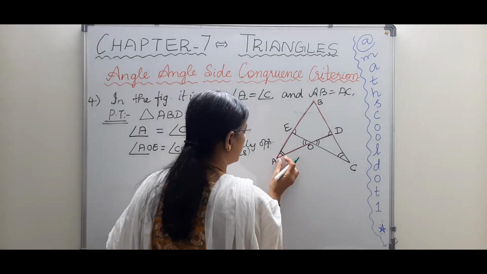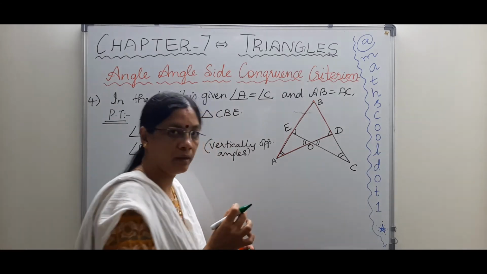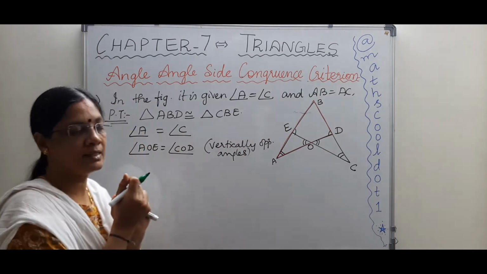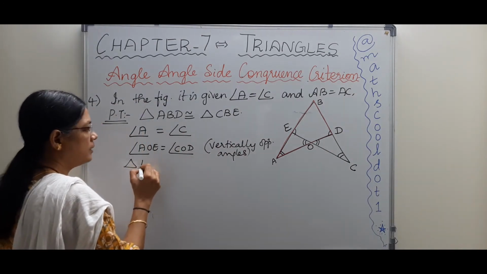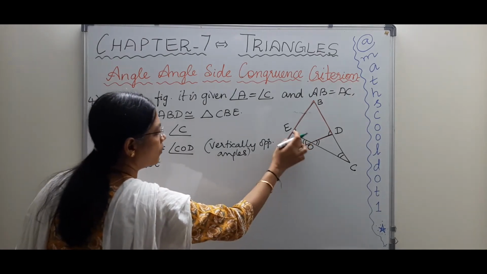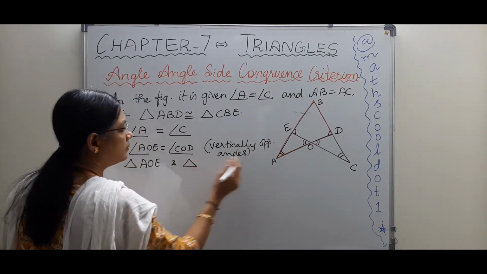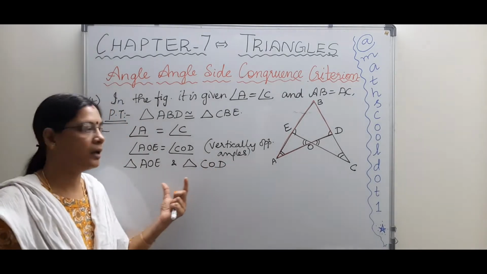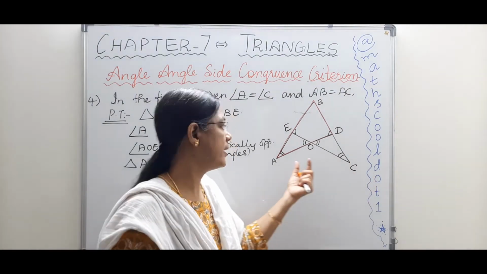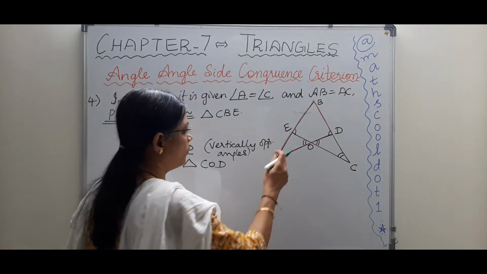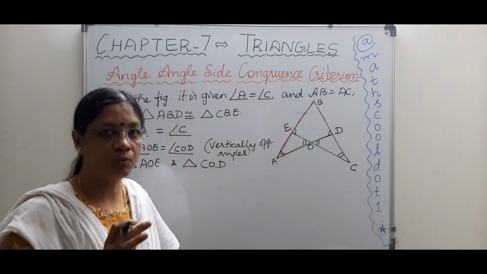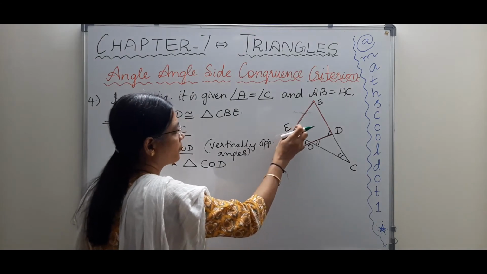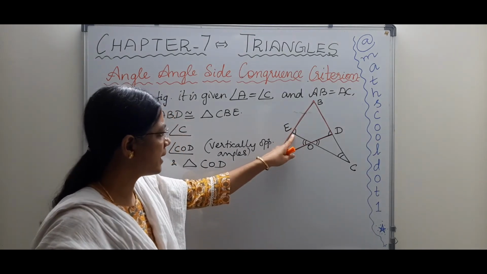Now we have this angle and this angle to be equal, right? So here we have two triangles formed. Let's take those two triangles and see what we have: triangle AOE and triangle COD. In these two triangles, if you observe, we know these two angles, that is, we have some relation with these two angles. Now, what about this angle? That is, how to find this angle?